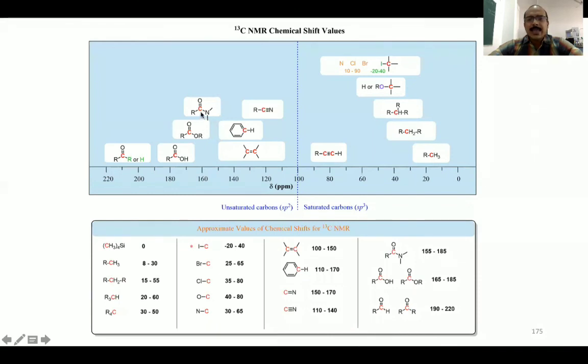So if it is amide carbonyl, the value is around 150. If it is ester carbonyl, it is also around 170. If it is carboxylic carbonyl, then the value will be around 180. And if it is aldehydic or ketonic carbonyl, then the value will be very, very high, touching up to 220 delta.